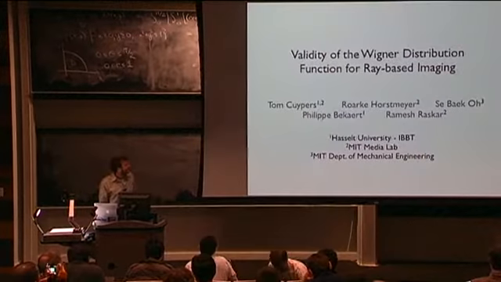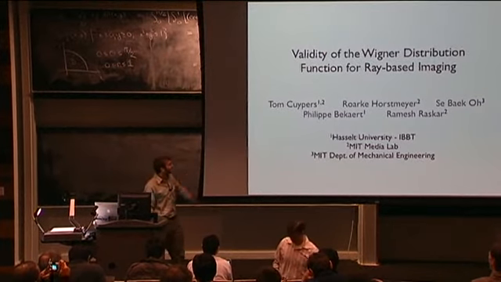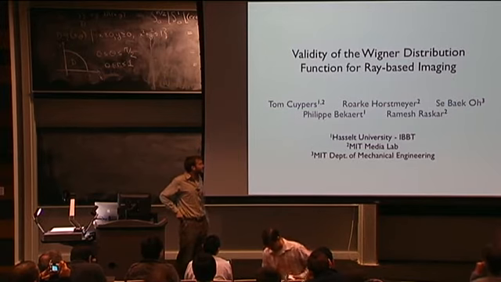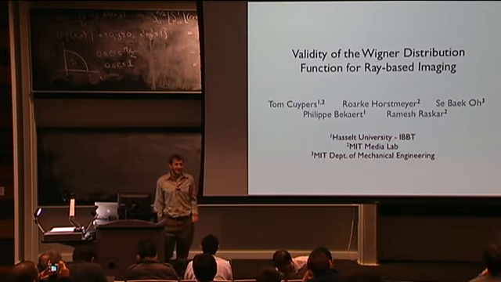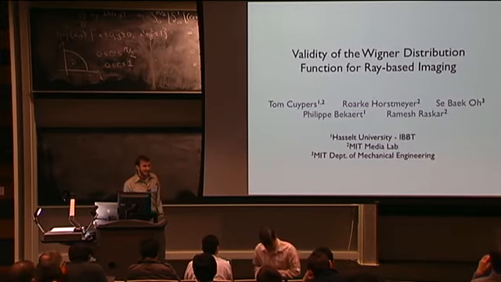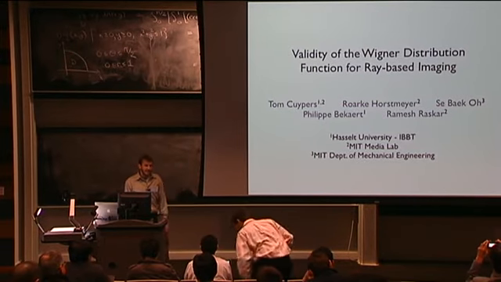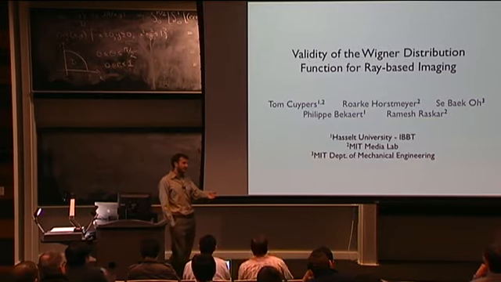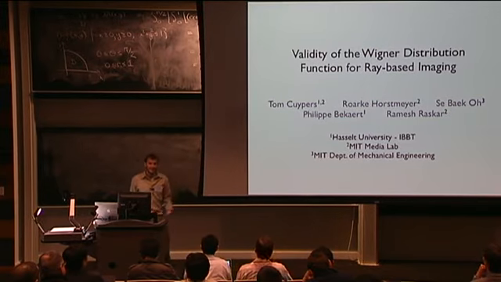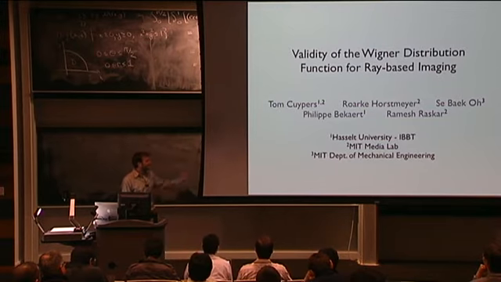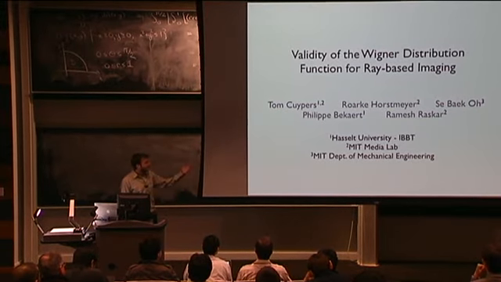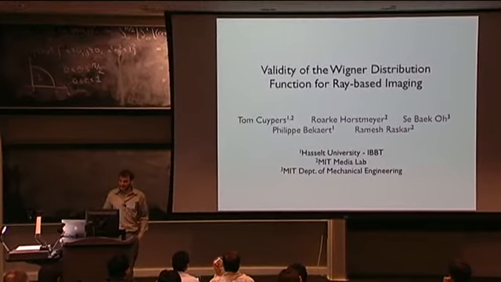All right, great, thanks. My name is Horstmeyer, and my talk is titled The Validity of the Wigner Distribution Function for Array-Based Imaging. What that means basically is we're going to try and model diffraction effects, like effects that limited the performance of these really large lenses, simply, and hopefully I'll help you understand how. Tom Cuypers wrote this paper, and so did Philippe Bekaert and Ramesh Raskar, who are the others co-authors.